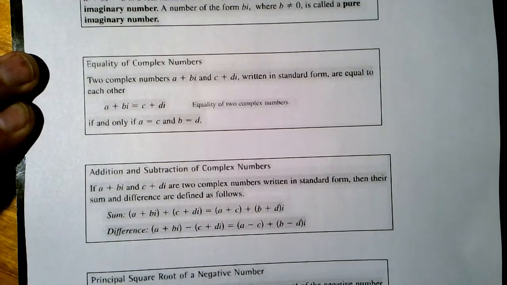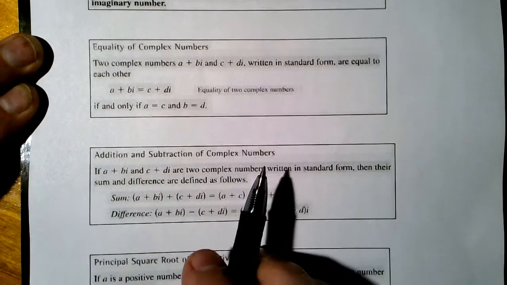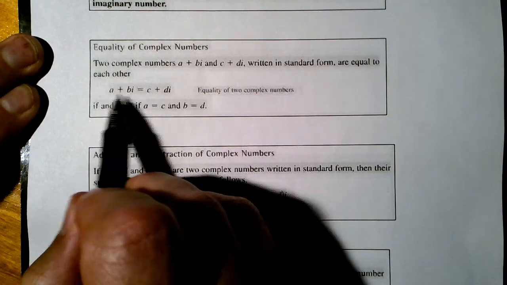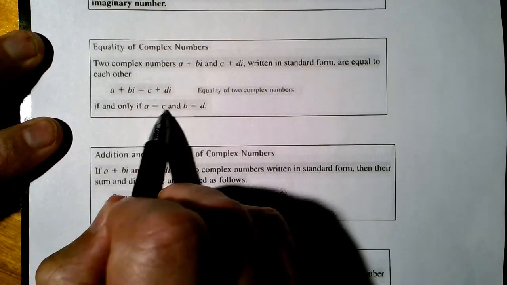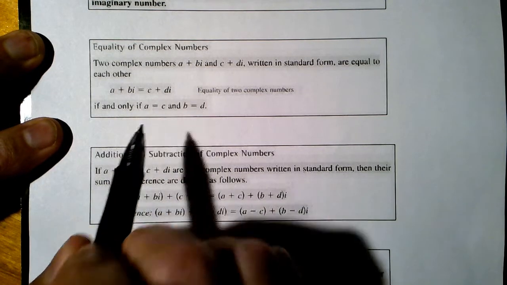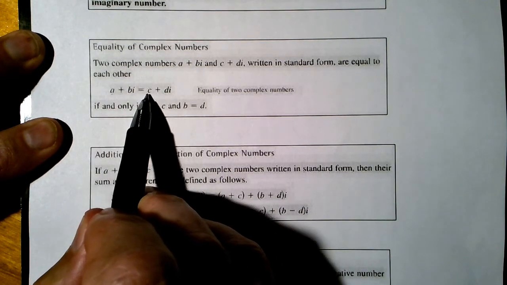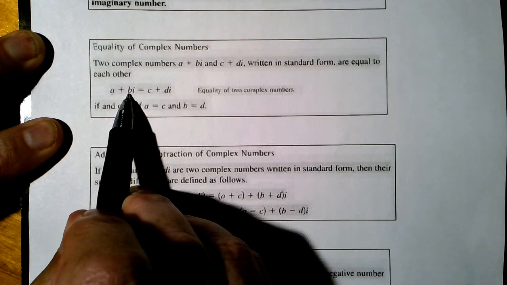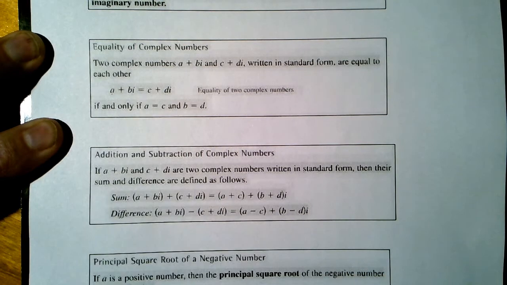Okay, in order for two complex numbers to be equal, the real parts, A and C, have to be equal, and the imaginary parts have to be equal. If A doesn't equal C, there's nothing B and D can be to make those things equal.